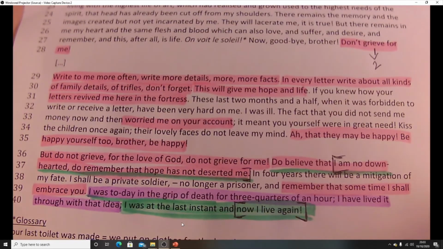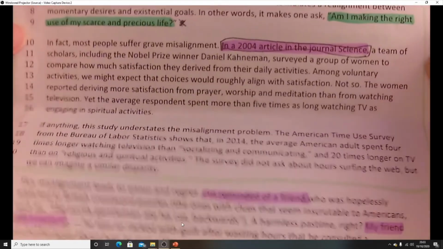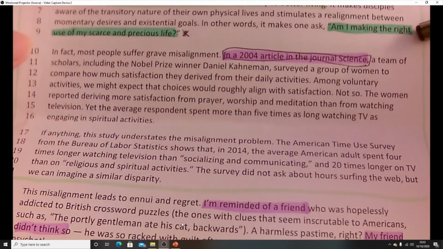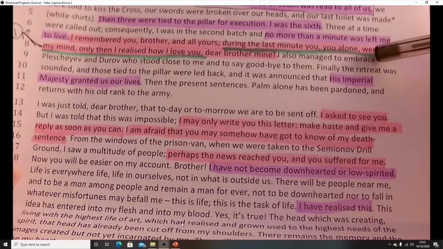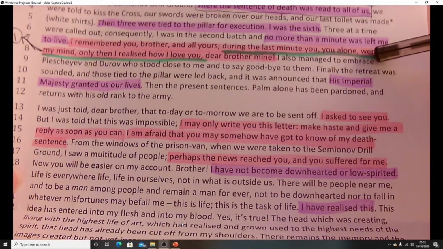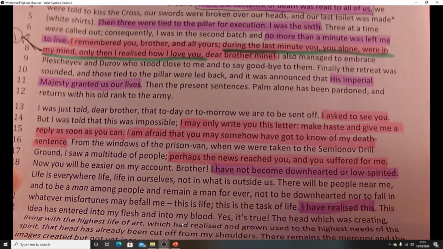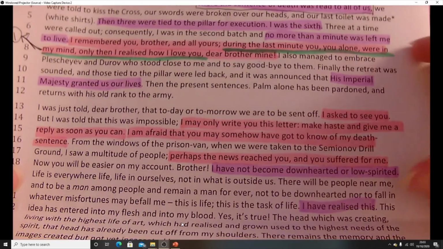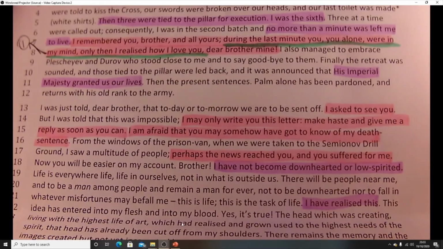Now, as I said to you before, I'm not going to write up the whole response, but I will give you an example of comparing the first extract where it said, "Am I making the right use of my scarce and precious life?" And I will compare that to the opening of this letter where he says that, during the last minute, "you alone were in my mind, only then I realised how I love you." So I'll type that up as I have done with the other answers, so that I can show you how to structure that response, and hopefully that will help.